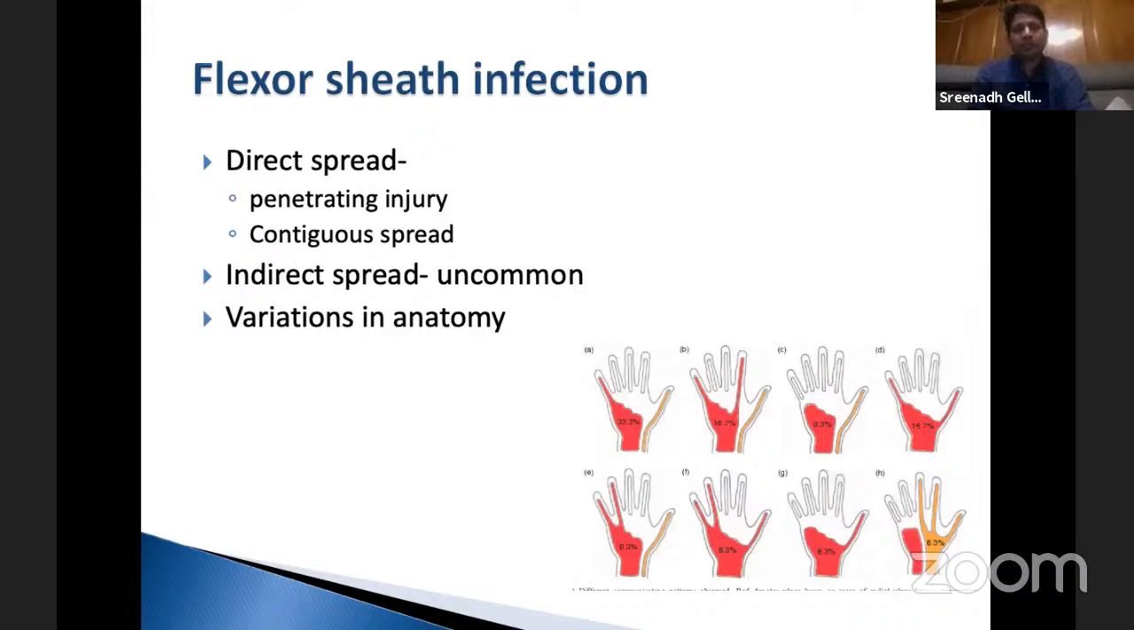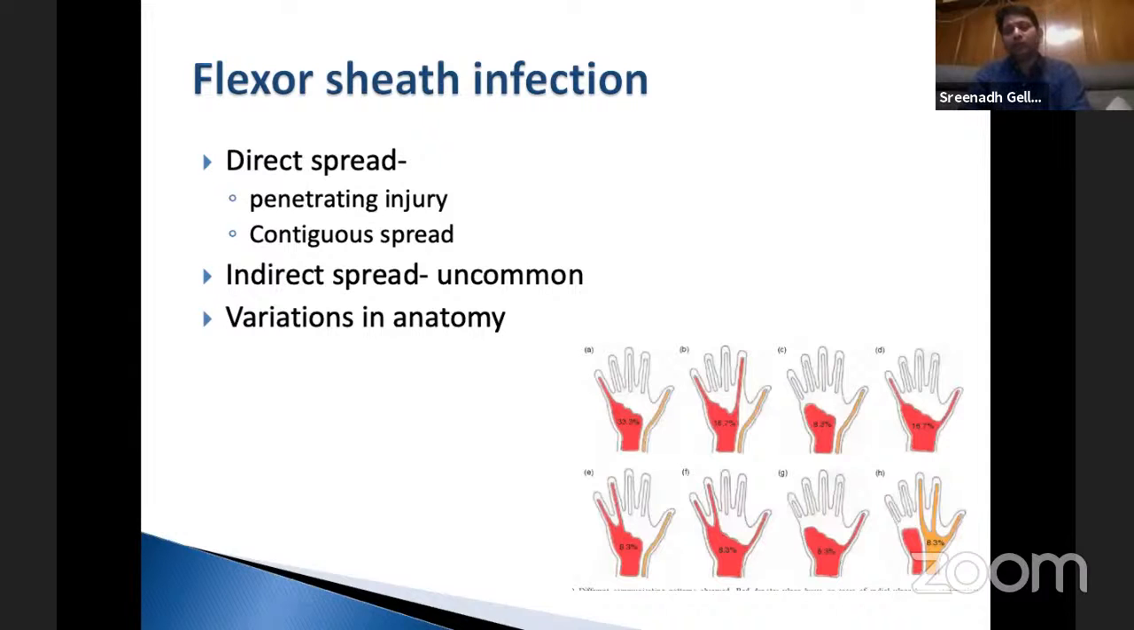So before we go into detail about how we handle these scenarios, we need to know that the majority of these flexor sheath infections are from penetrating injury or from contiguous spread of infection from surrounding tissues. Indirect spread is possible but uncommon.